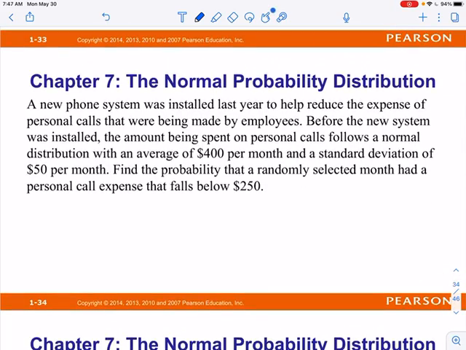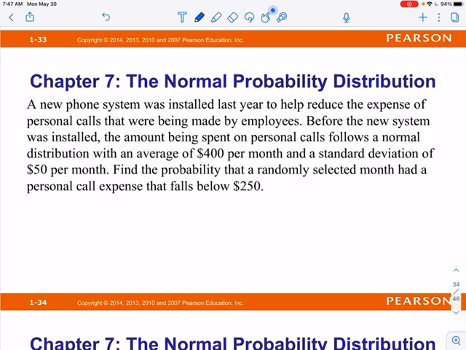Okay, a new phone system was installed last year to help reduce the expense of personal phone calls that were being made by employees. Before the new system was installed, the amount being spent on personal calls follows a normal distribution with an average of $400 per month and a standard deviation of $50 per month. Find the probability that a randomly selected month had personal calls expense that falls below $250. Okay, so if you want below $250, we want less than or equal to $250.